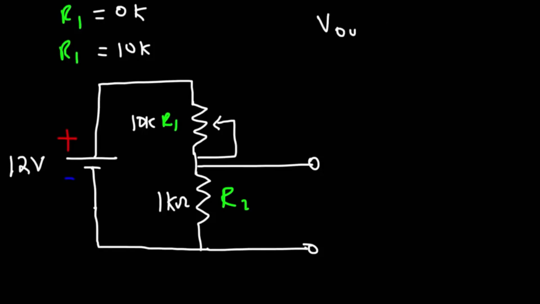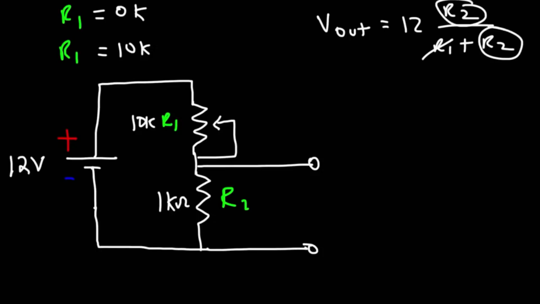So we know the output voltage is going to be the input voltage, which is 12, times R2 over R1 plus R2. So when R1 is 0K, you can just eliminate R1 out of the equation. It's going to be R2 over R2, which cancels to 1. So the output voltage will be 12. So let's say V out is equal to 12 volts.